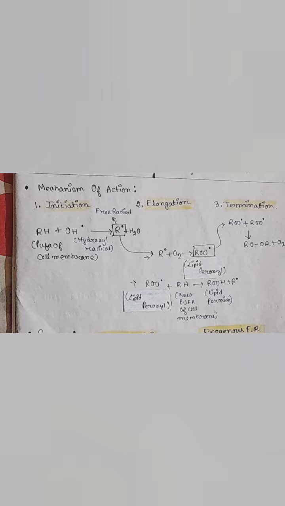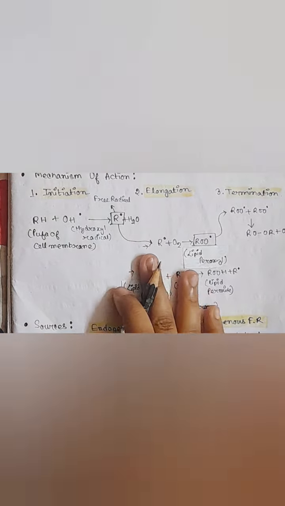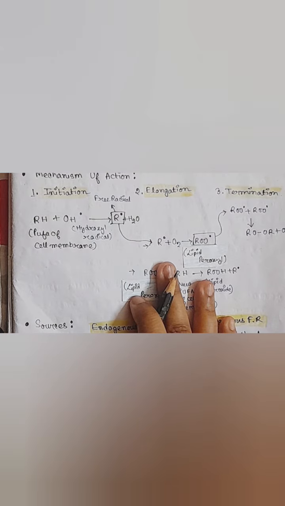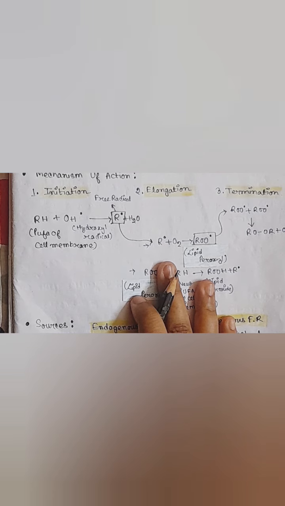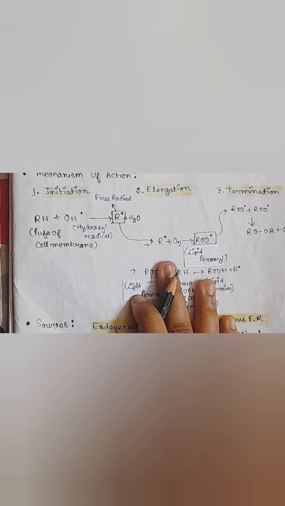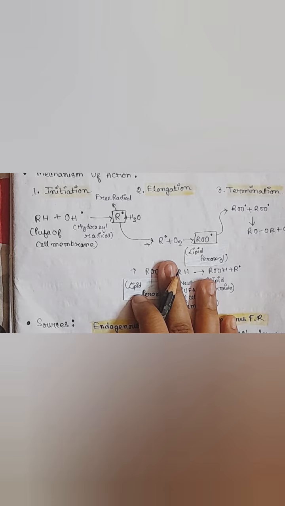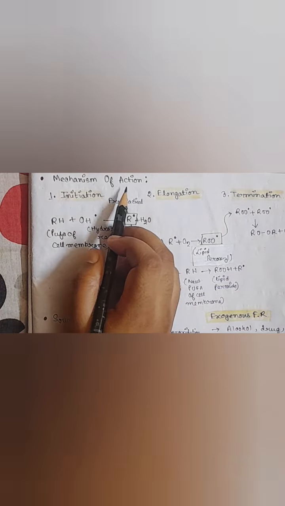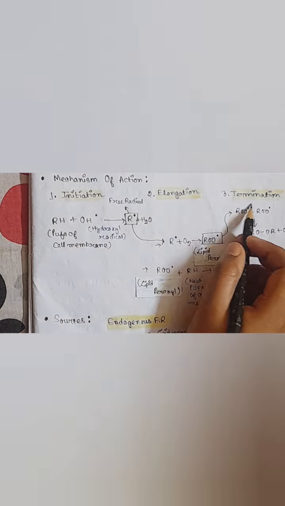Lipids are mainly present in the cell membrane, and the cell membrane of our cells is mainly composed of two components, that is protein and lipid. The major part is lipid, and this lipid contains PUFA, and these polyunsaturated fatty acids are very prone to oxidation. So free radicals can easily oxidize these PUFAs. Here, lipid peroxidation has three steps: initiation, elongation, and termination.